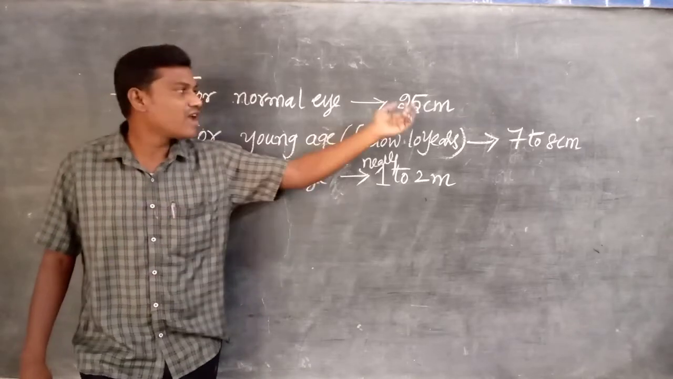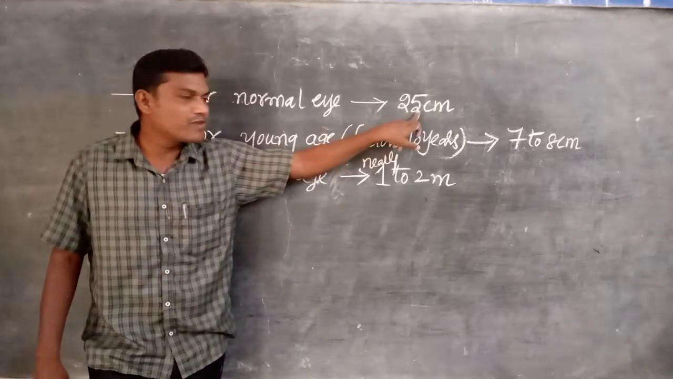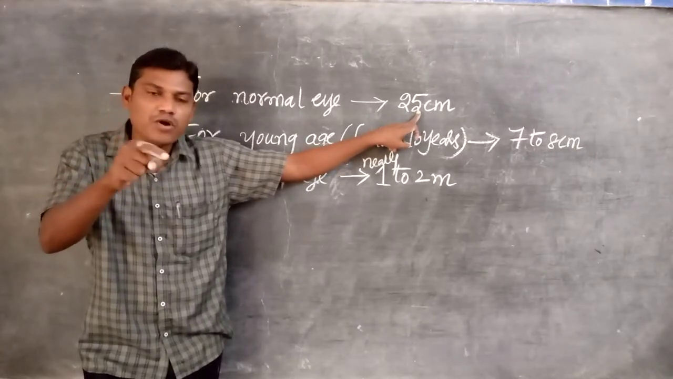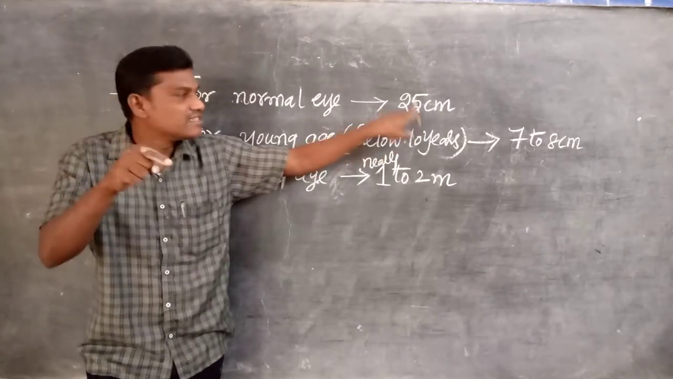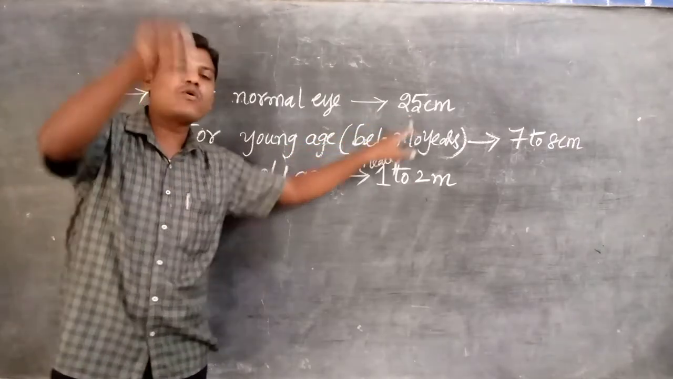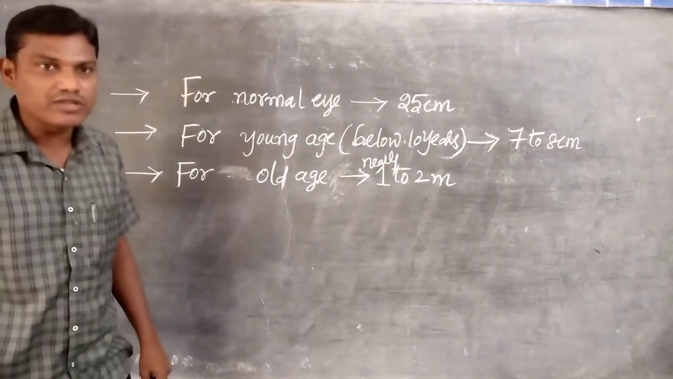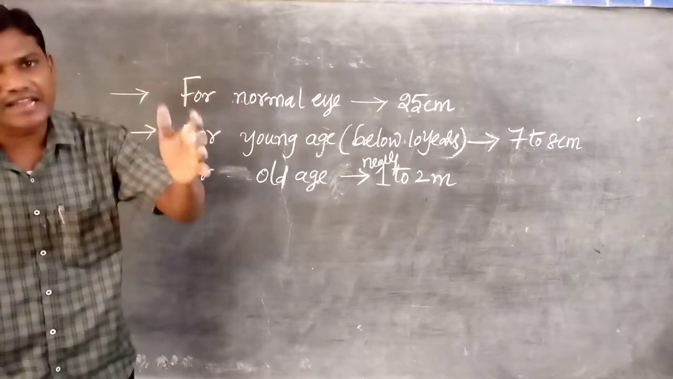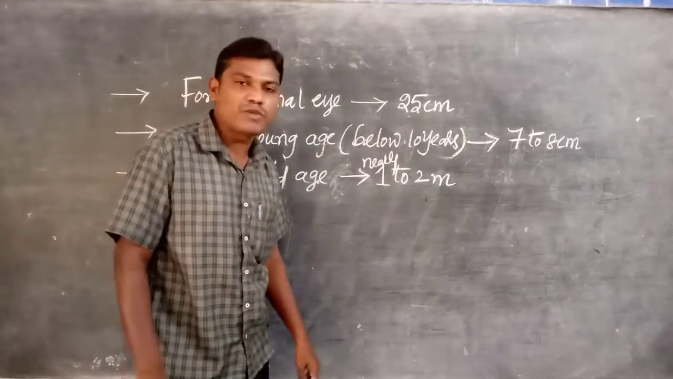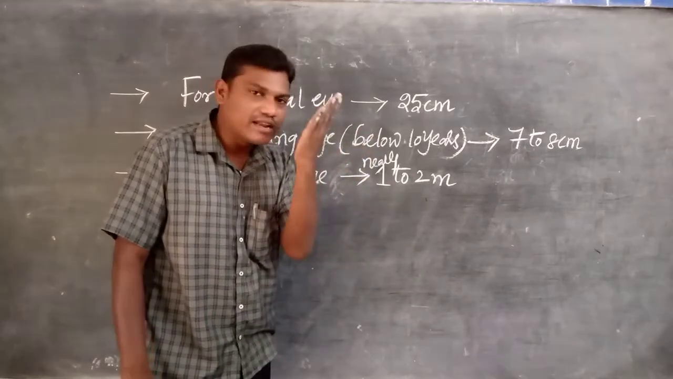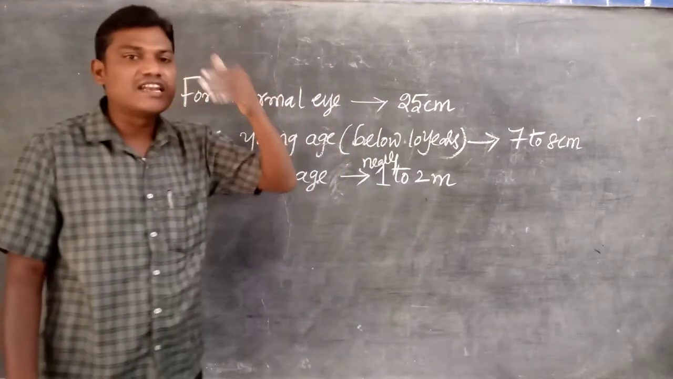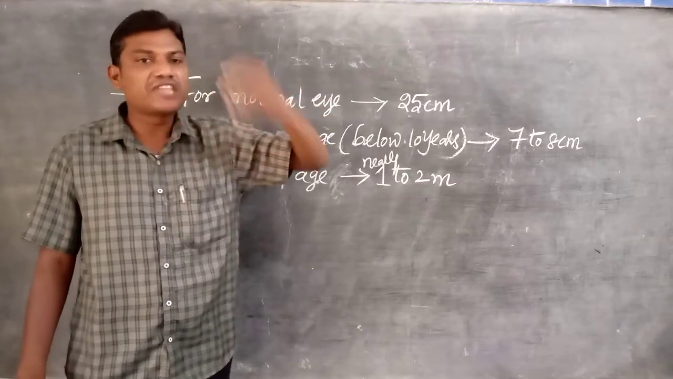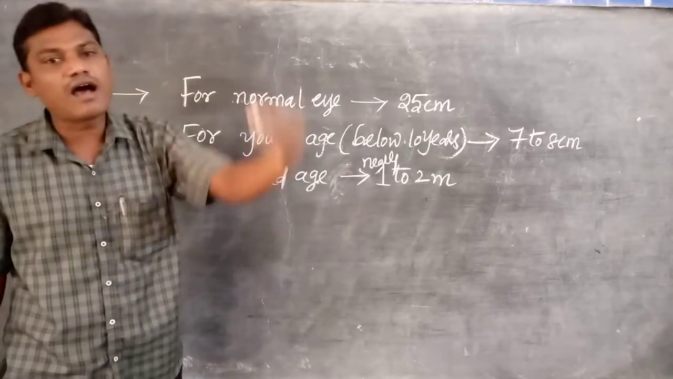But in case of normal age people, what is it? The minimum distance from our eye to the position of the book or letters is 25 centimeters. At that time only we can see the letters without blur and read without any strain. But in case of children below 10 years, just 7 to 8 centimeters is the least distant vision. From that distance up to a certain long distance also they can read or see the object very clearly.